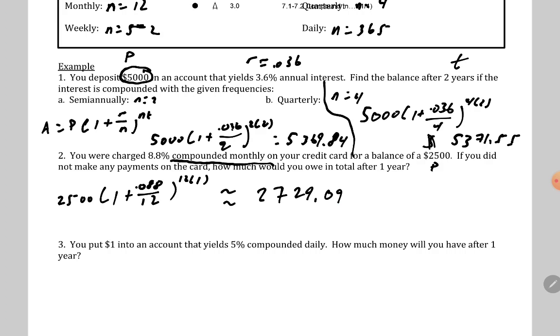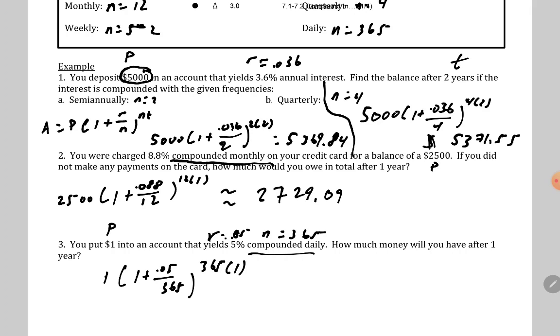Number 3. Put $1 in an account that yields 5% compounded daily. Compounded daily means N equals 365. $1 into a bank account, obviously this is not going to be much. And R is 0.05. So 1 times (1 plus 0.05 over 365) to the 365 times 1. That'll give you $1.05. So you earn 5 cents. This is why we continuously put money in the bank. Add more to it, and the more money you'll get.